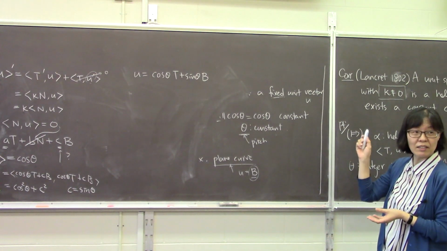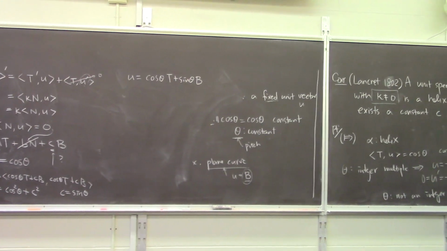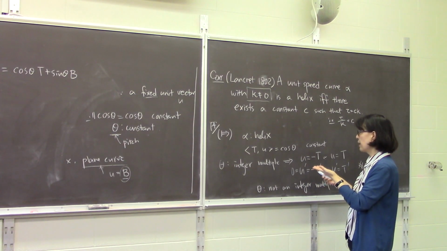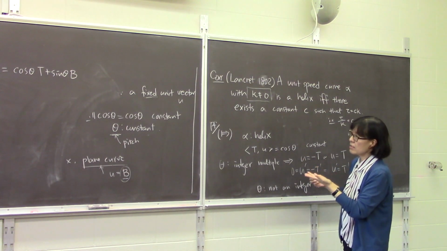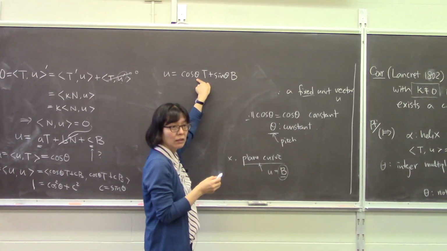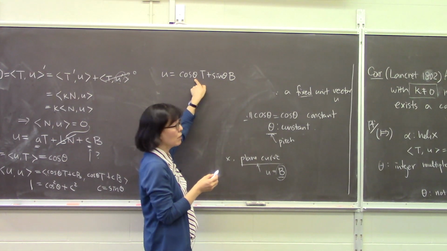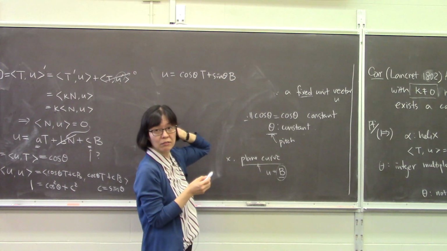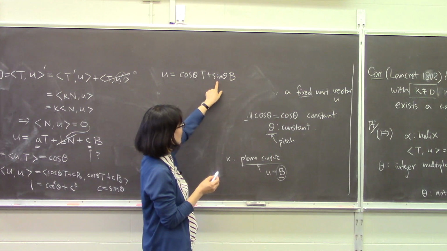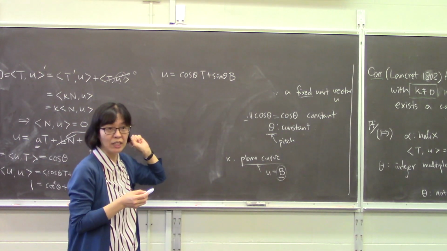Okay, that is good because if you know the curve is a helix and we know that angle, then we can determine the axis, right? Because u is given as cosine of the angle times t plus sine of that angle times b. Okay.